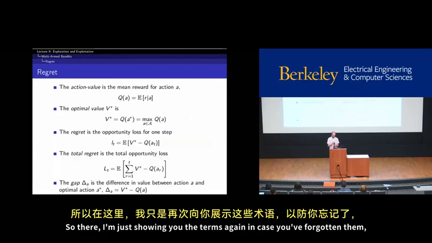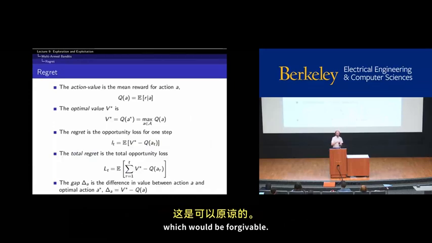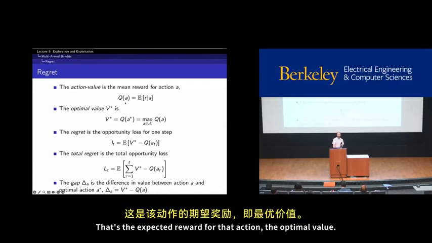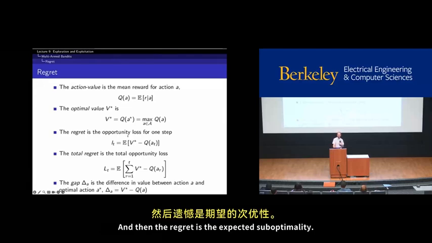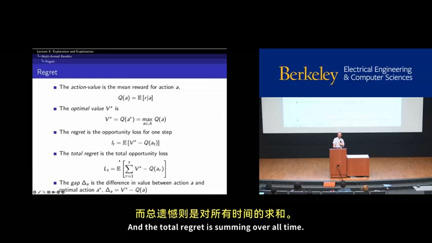So there, I'm just showing you the terms again, in case you've forgotten them, which would be forgivable. You have the action value, Q of A, that's the expected reward for that action, the optimal value, and then the regret is the expected suboptimality, and the total regret is summing over all time.